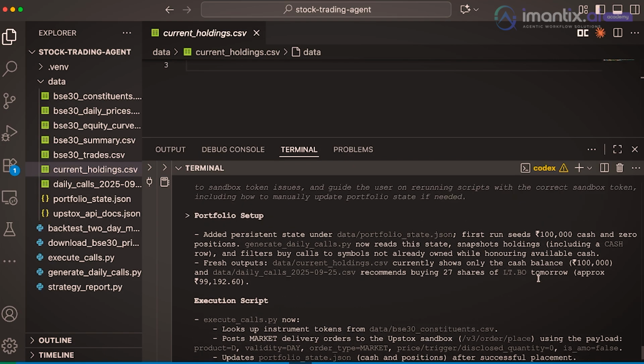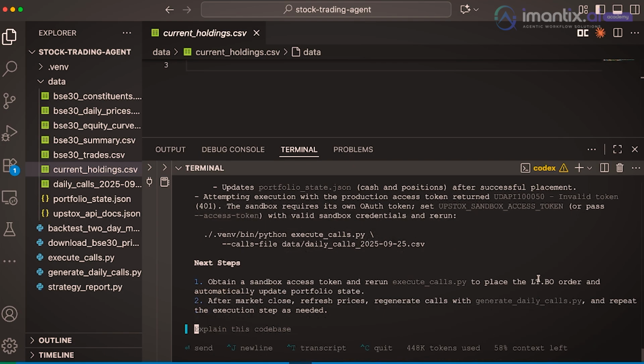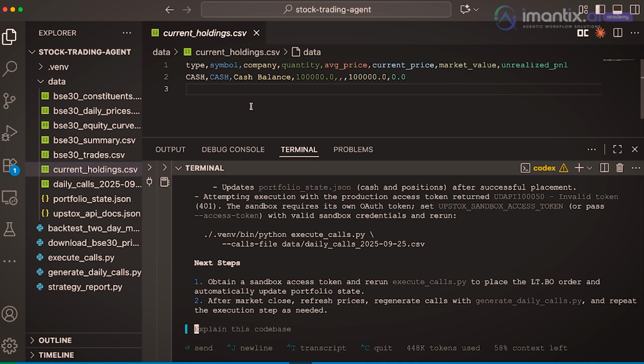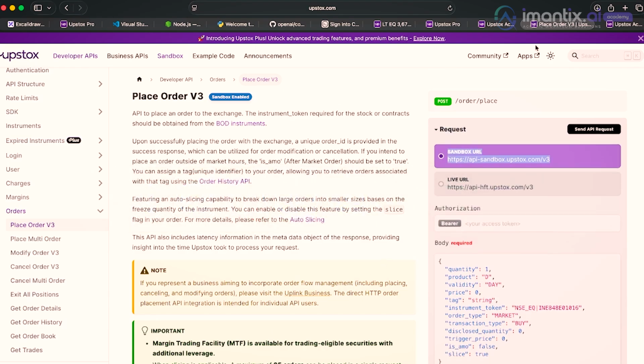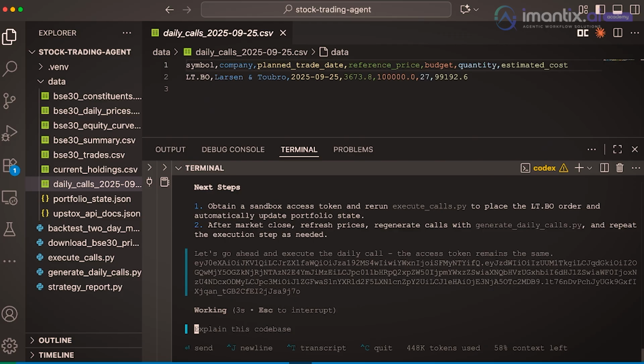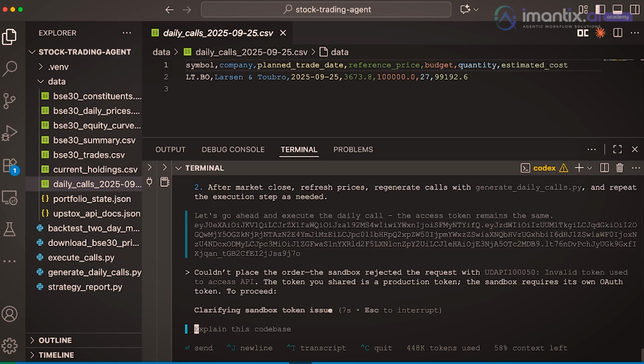Okay, so it has made some changes. Let's have a look again at the current holdings. So our current holding is cash 100,000, correct? Our daily call says LNT. That's perfect. Let's go ahead and execute the daily call. The access token remains the same. Let me copy the access token again. Okay, so I think if this goes through, we should be good. I mean, that's basically what we are building this for.